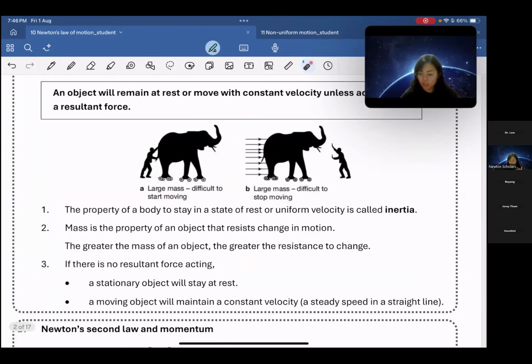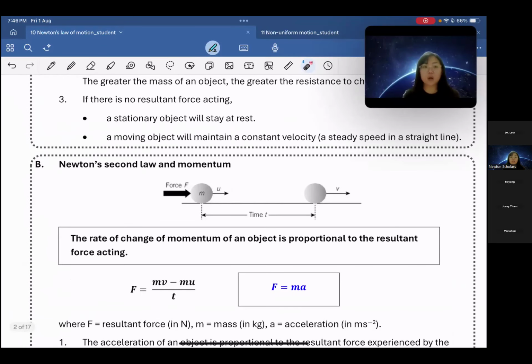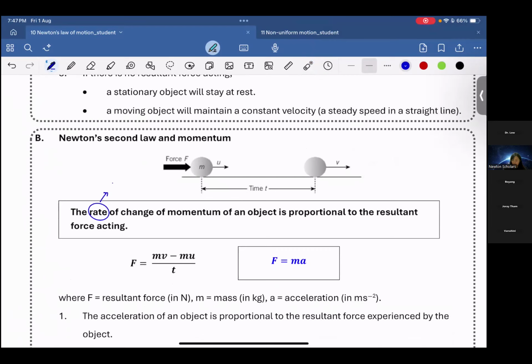So this is about inertia. The second part is called Newton's second law. This is related with momentum, the rate of change of momentum. What is the meaning of rate? Last time I already told you: rate in physics means per unit time. Then change of momentum means mv minus mu. So this sentence, rate of change of momentum, means the momentum change divided by the time.